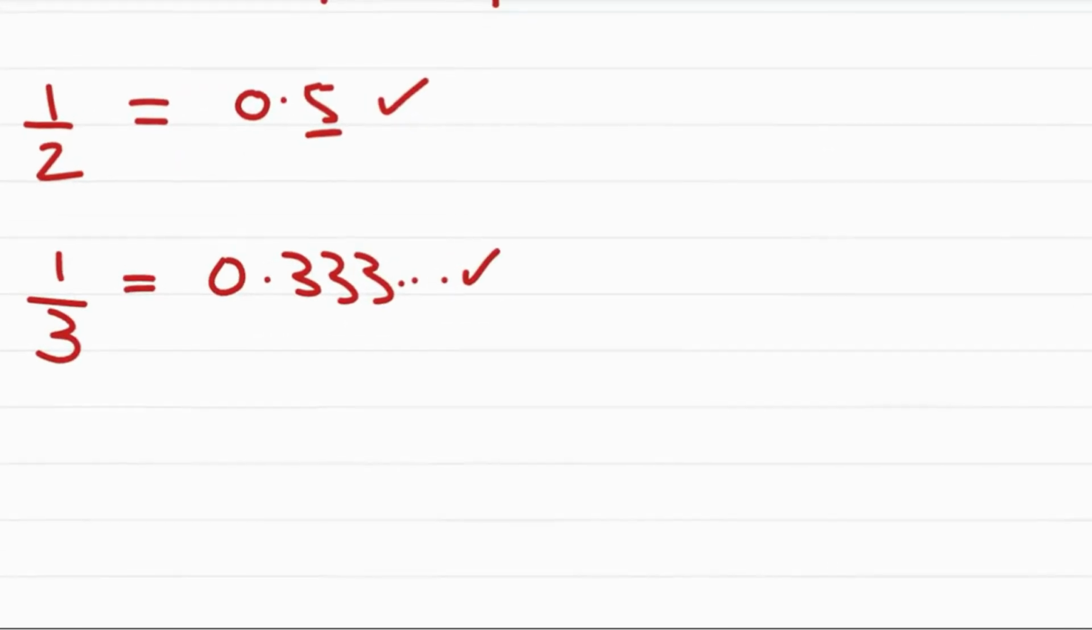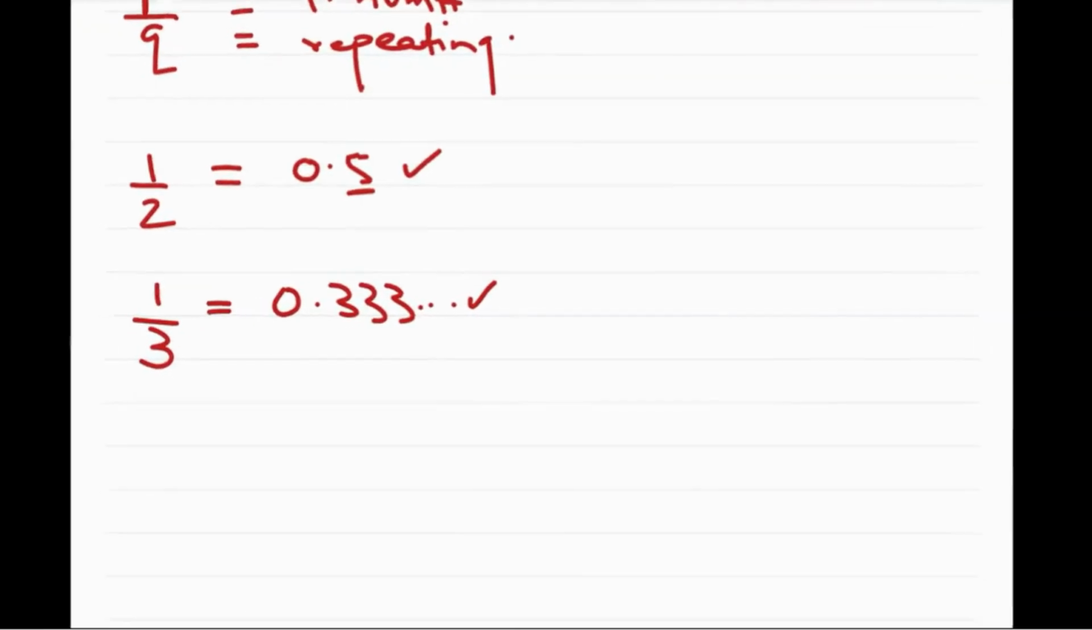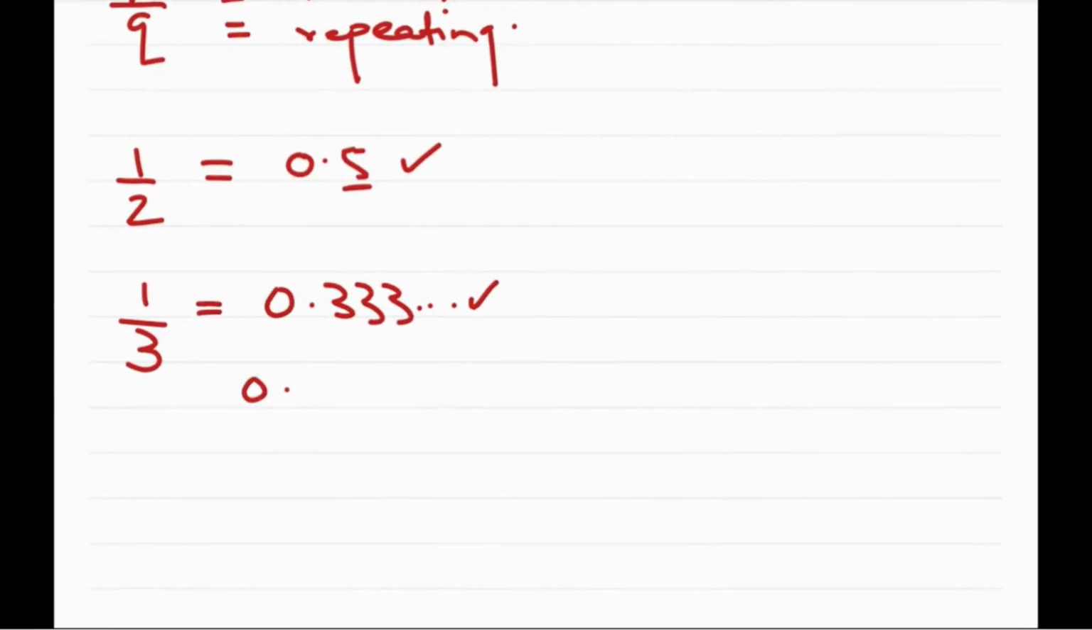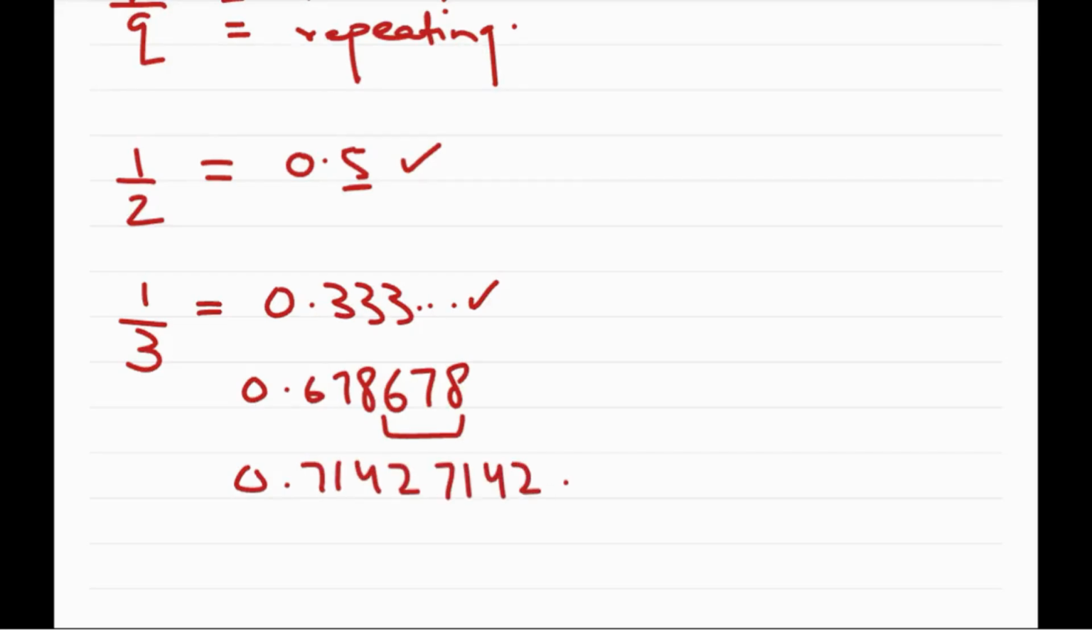Okay, so repeating numbers can also be seen like this, like 0.678 678, where the same digits repeat themselves, right? So it can also be a larger set of numbers that repeat, like 0.7142 7142, right? So the same numbers are repeating themselves. So these all are rational numbers because these all are forms of repeating numbers.